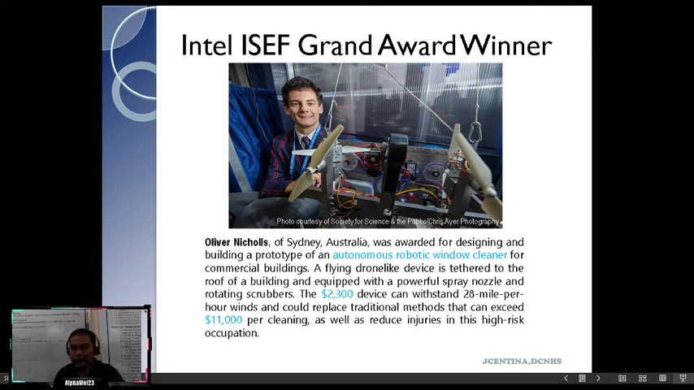Okay, so in his device, he only spent $2,300, and compare that to the labor of $11,000 per cleaning. That is very cost efficient, no? And again, observe the things that make it the grand award winner. You can discover: what do you think are the things that you have seen? Why did it win the grand award?